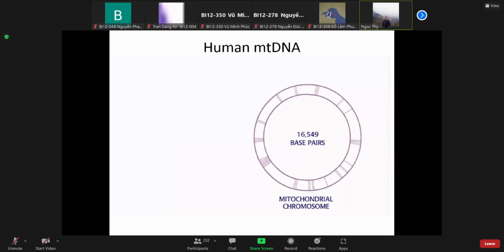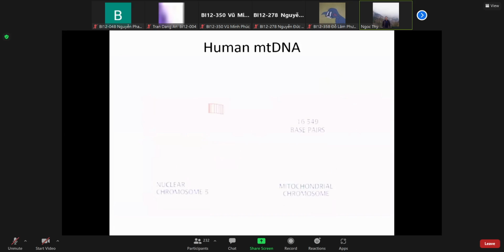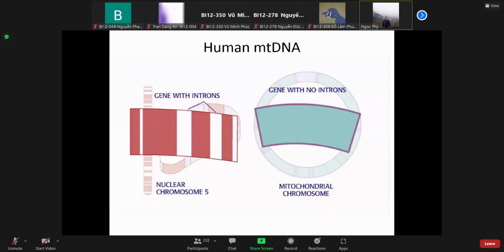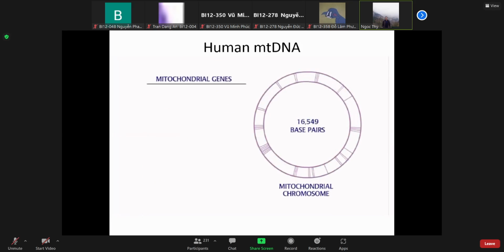Second, the mitochondrial chromosome is tightly packed with genes, unlike nuclear chromosomes, which have large intergenic regions of non-coding DNA between genes. Third, most mitochondrial genes lack introns, which are non-coding sequences within nuclear genes. Human mitochondrial DNA contains 37 genes.